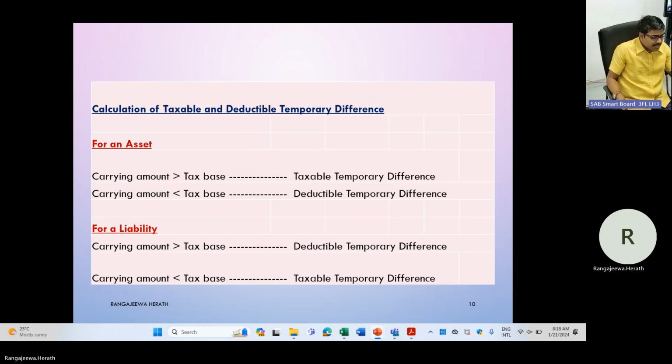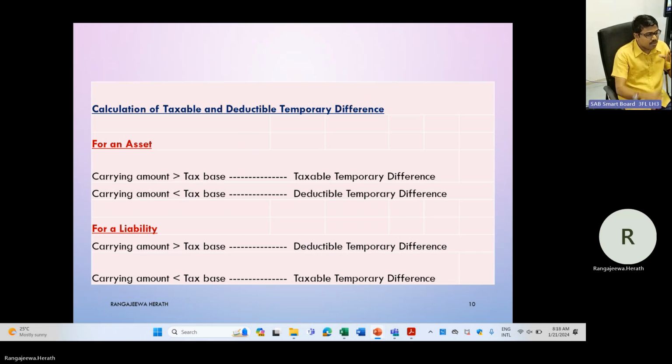Then how do we determine this taxable and deductible temporary difference? Because these are not there in the accounting records. So the determination of taxable and deductible temporary difference. Now this is where you need to understand the concept. And there's something you have to remember. The taxable and deductible temporary difference, we are comparing value of asset and liability, carrying amount and the tax base.